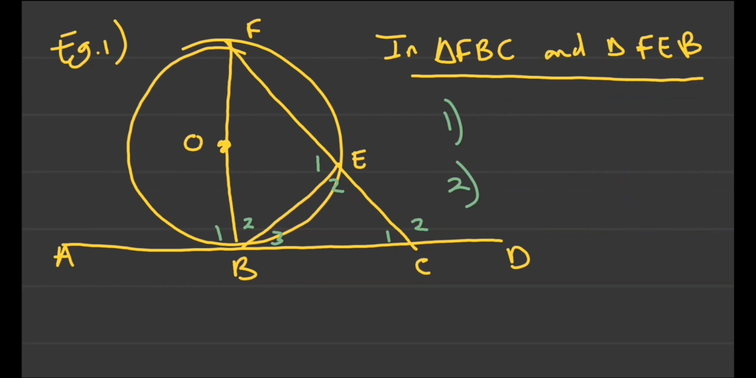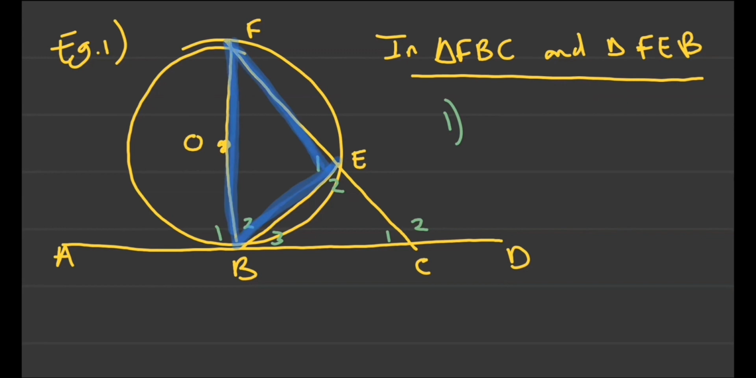So we want to prove that two angles of FBC are equal to two angles of FEB. Looking at FBC, what angle of that triangle can I prove equal to the angle of FEB? FBE is this one that I'm highlighting in blue now.